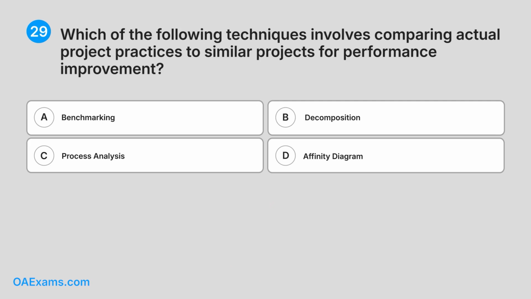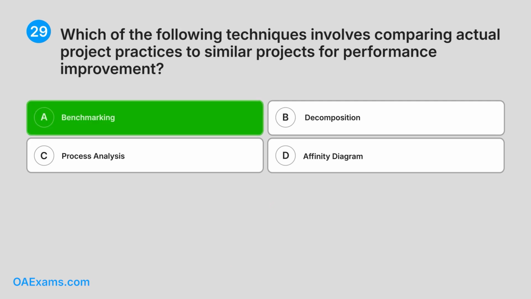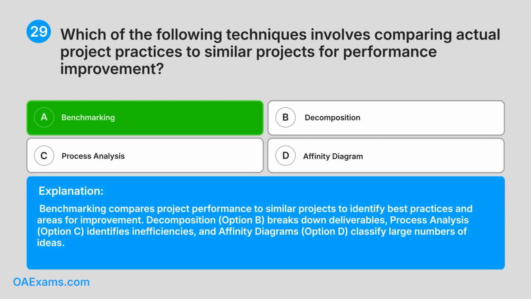Correct answer: A. Benchmarking. Explanation: benchmarking compares project performance to similar projects to identify best practices and areas for improvement. Decomposition, option B, breaks down deliverables. Process analysis, option C, identifies inefficiencies, and affinity diagrams, option D, classify large numbers of ideas.